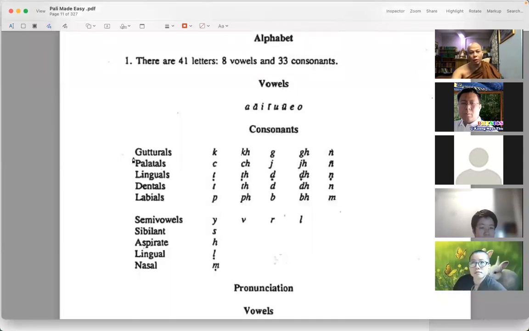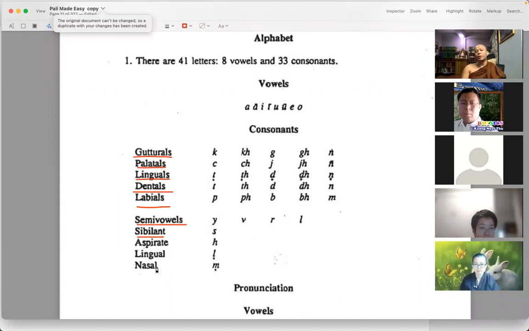Those 33 consonants are also grouped as guttural, palatal, lingual, dental, and labial, and then semi-vowel, sibilant, aspirate, and nasal. In this way they are analyzed and grouped. That is because later, when we learn the verb form or noun form, we can see the change of the alphabets, where two different alphabets change to other similar alphabets in this way.